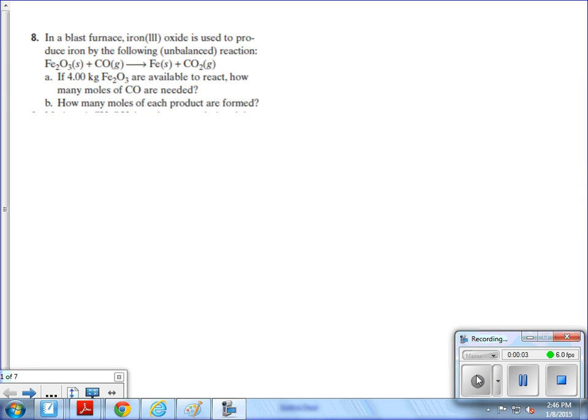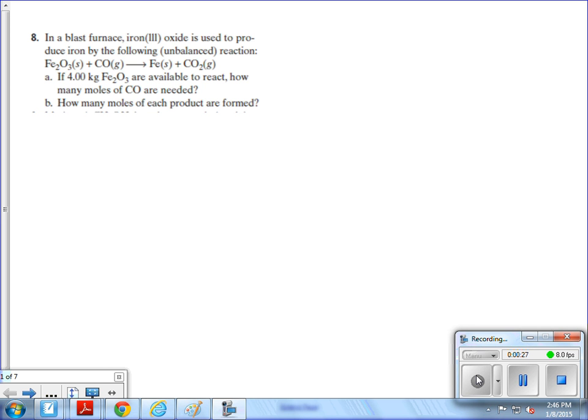Okay, for the next few problems, I'm not going to use the stoichiometry roadmap. I'm going to show you how to work the problems without having to use that as a reference sheet. So number 8, in a blast furnace, iron 3 oxide is used to produce iron by the following unbalanced reaction. If 4 kilograms of Fe2O3 are available to react, how many moles of carbon monoxide are needed?